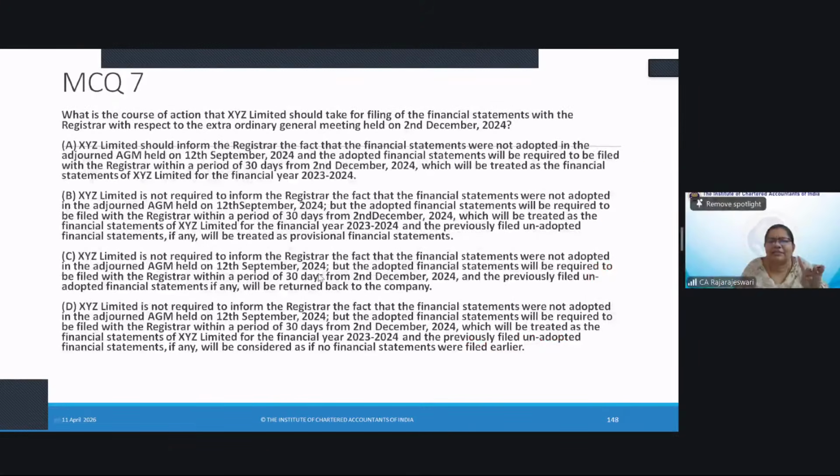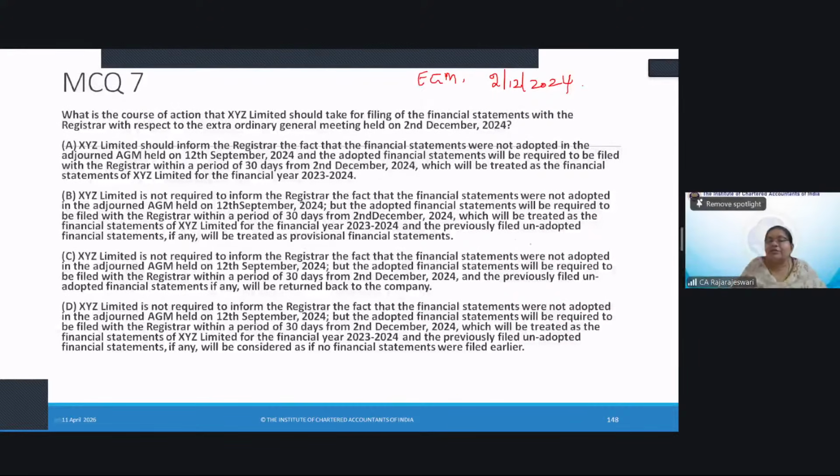Now, four subdivisions are there in this question. Now we have covered only two subdivisions. What is the course of action that XY Limited should take for filing of the financial statements with the registrar with respect to the extraordinary general meeting held on 2nd December 2024? EGM.